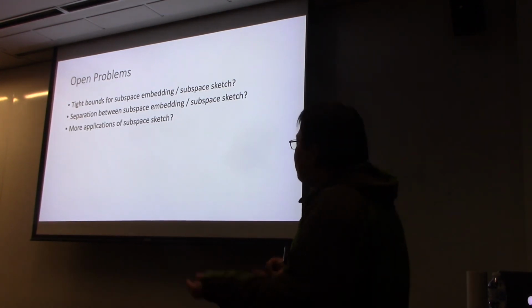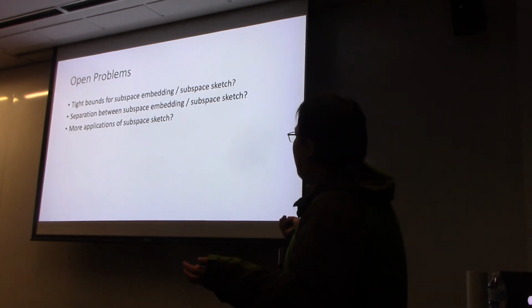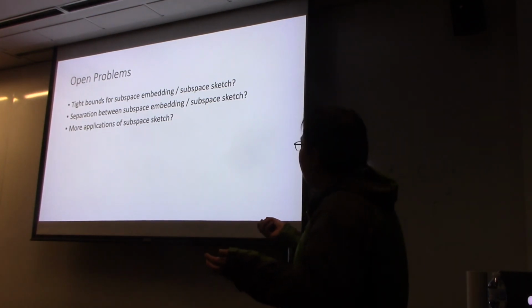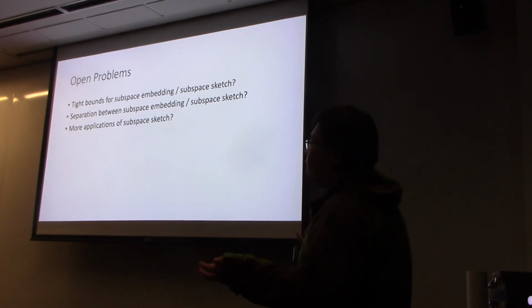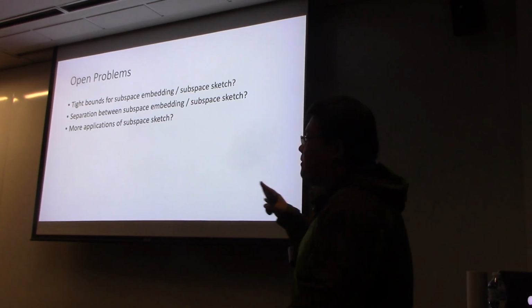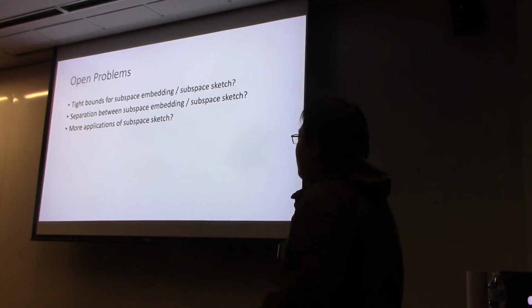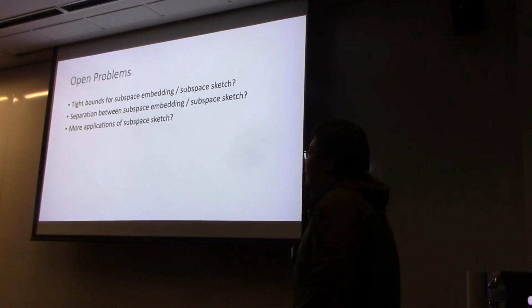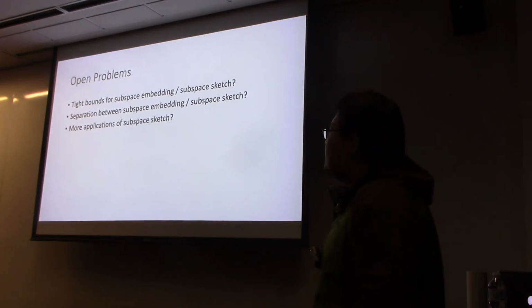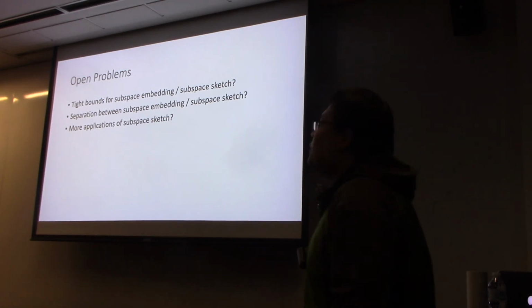And also, we don't know any advantage of this new subspace sketch model that can go beyond subspace embedding. The best things we can construct for subspace sketches are just subspace embeddings. So can we show some separation between subspace embedding and subspace sketches? I don't know how to solve this. And the third open question might be, will these subspace sketches have more applications in other scenarios? Okay, so that's all. Thank you.